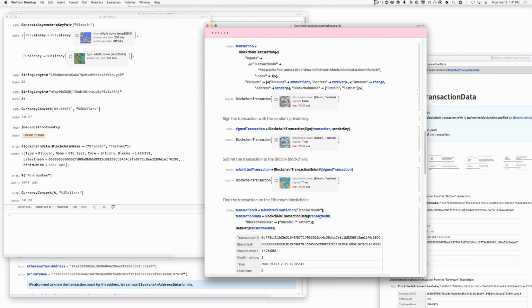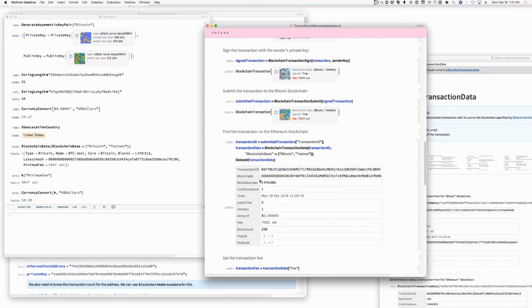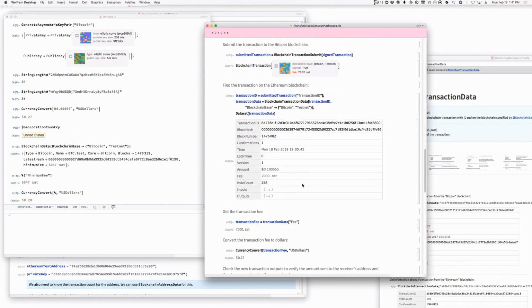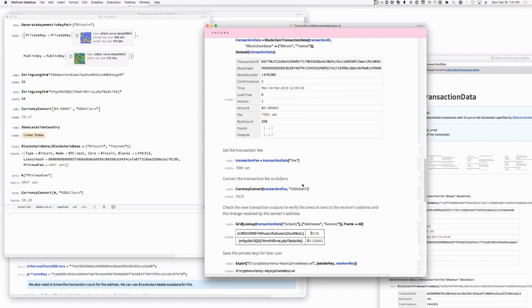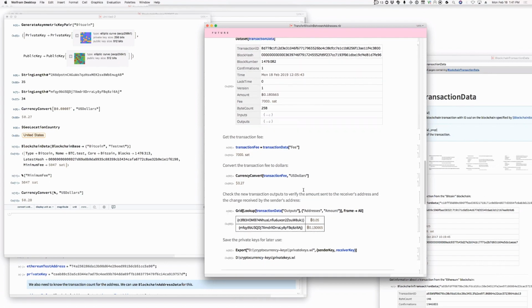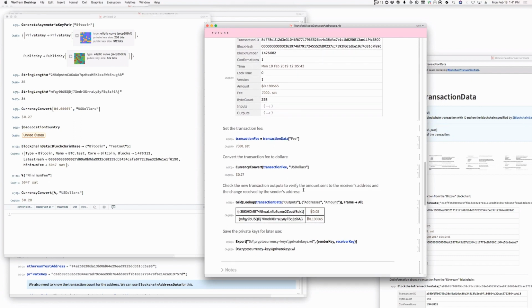Have it show the transaction ID, and you can just say /dataset here. Right, transaction data equals that /dataset. Okay. Well, hopefully you will already have computed this. Check the new transaction output to verify the amount sent to the receiver's address. That's just to verify that. Yeah, okay, I get it.